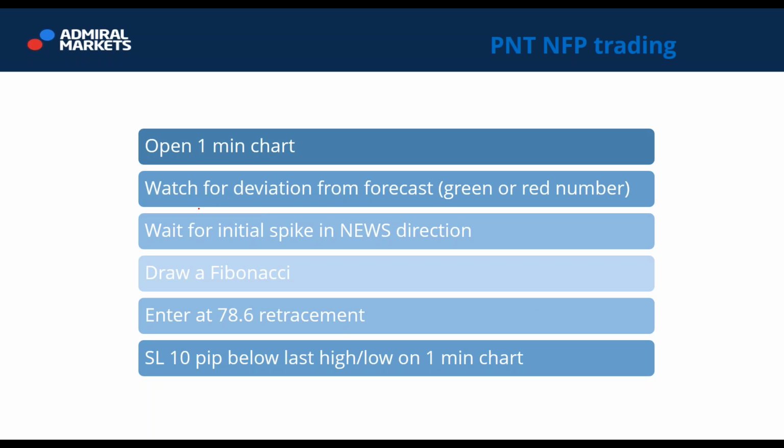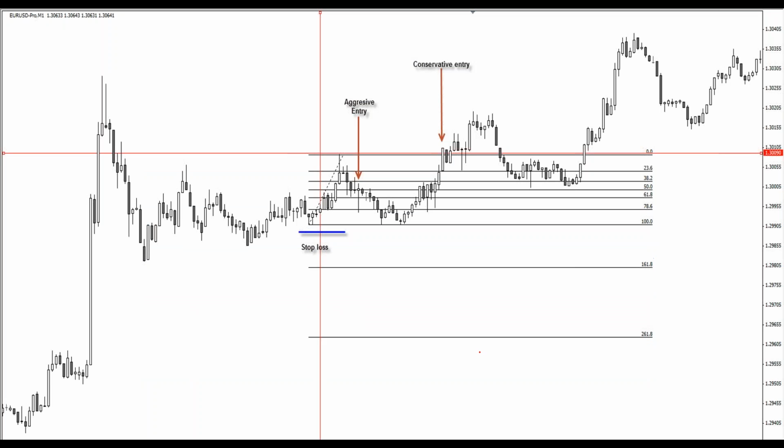How do we trade this? Open the 1 minute chart, watch for deviation from forecast, green and red numbers, wait for the initial spike in the news direction, then draw a Fibonacci. You enter at 78.6. Stop loss 10 pips below the last high or low on the 1 minute chart. So guys, I exclusively traded NFP by entering on 78.6. So if this was the low, this was the high, NFP numbers were good for euro, bad for dollar. It means that euro dollar would probably go up if NFP and unemployment were bad.